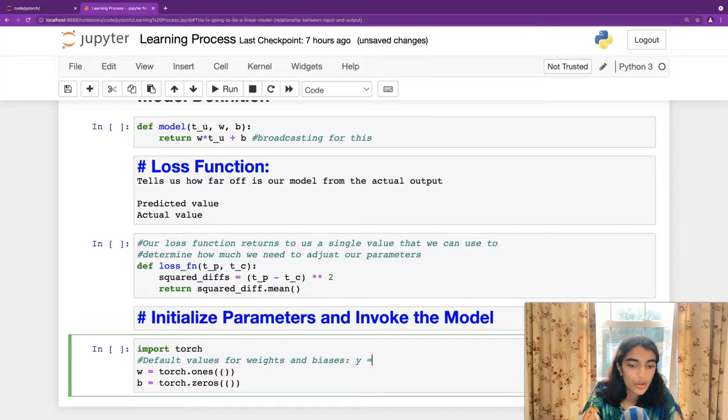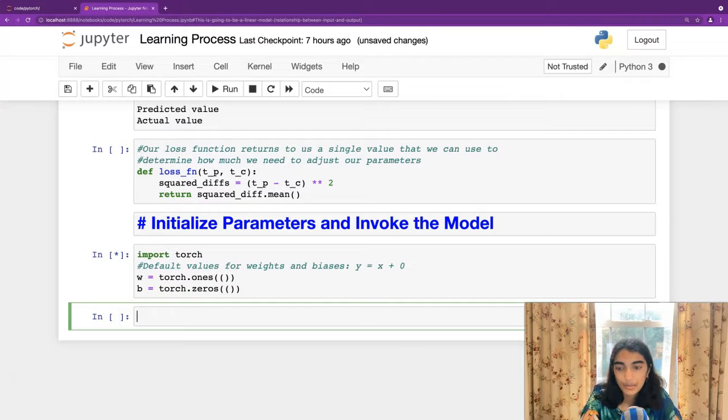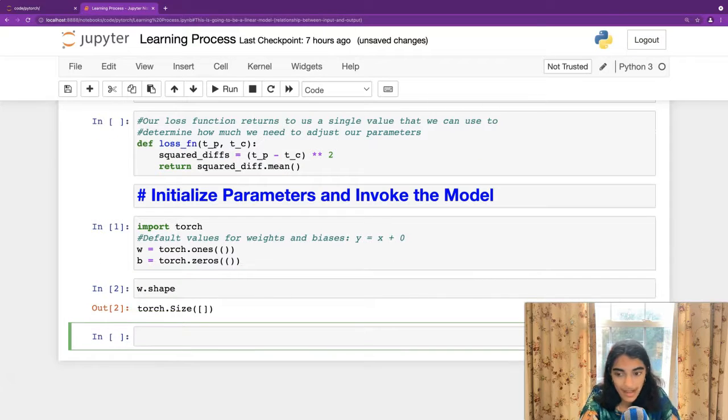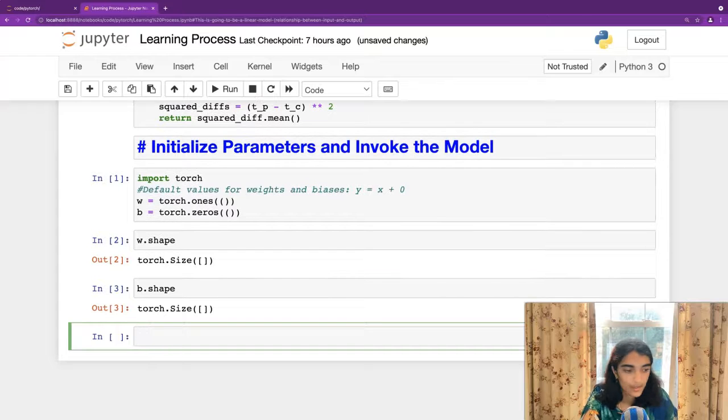Y is equal to x plus 0. And this is wrong, right? We all know that this is wrong, but we need an initial value that our model can work with and find the loss from. Okay, so that's what we're doing here. And when we run that, if we take a look at w.shape, it doesn't have anything, and b.shape, same thing here. Okay, so let's say TP.